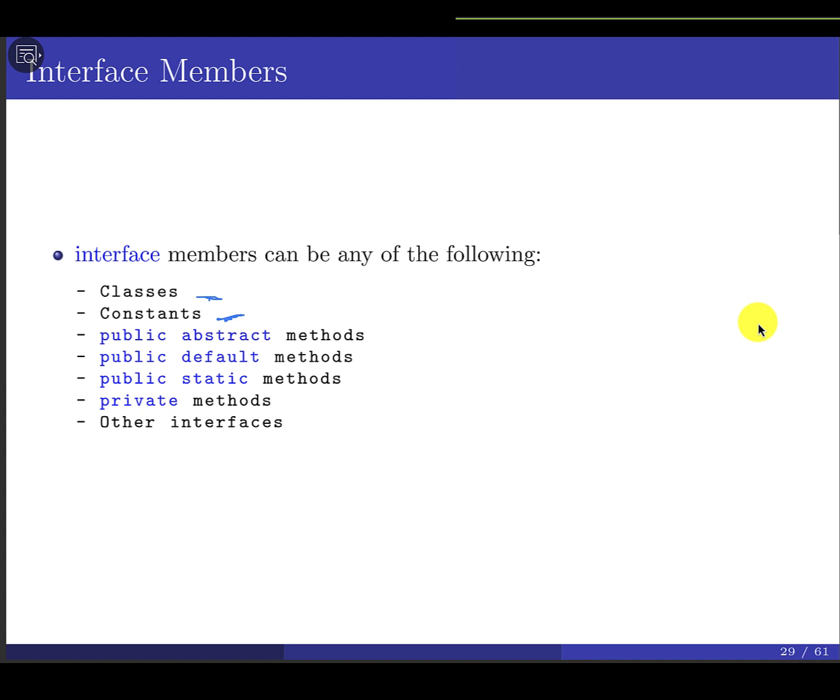You can define what are called public default methods. You can define what's called public static methods. You can define what's called private methods or other interfaces. So we're going to go over one at a time. The first one, a class: we know that you can create a class within the interface. You can create, let's say, a variable or instance variable that can be an object of the class.